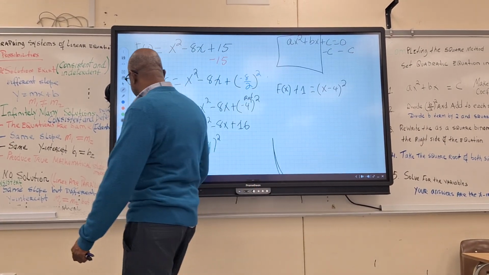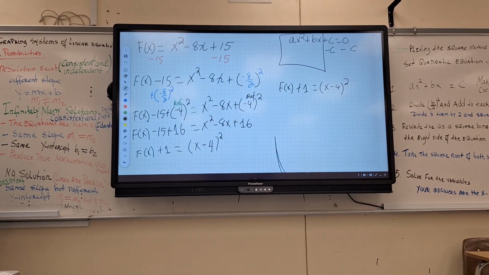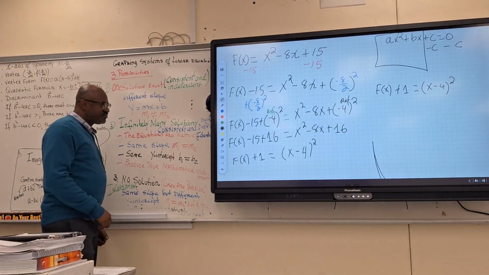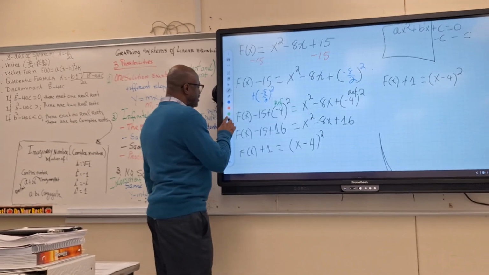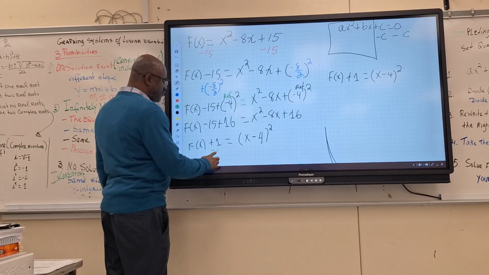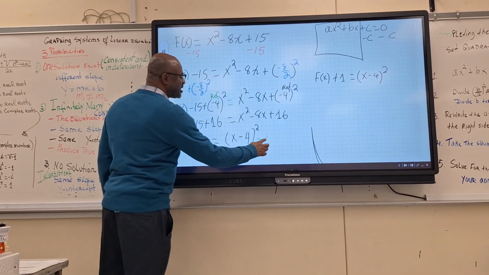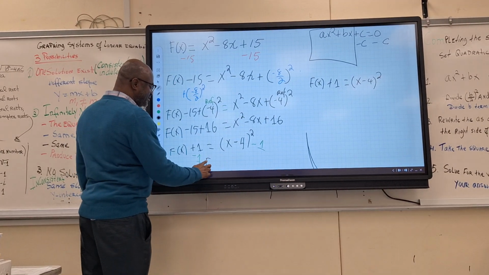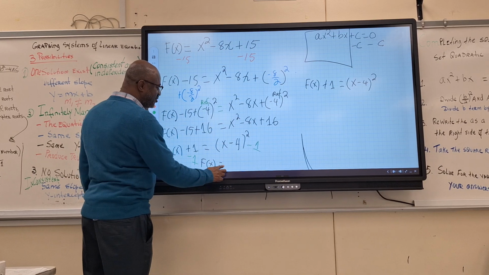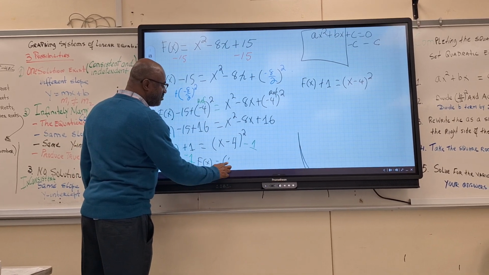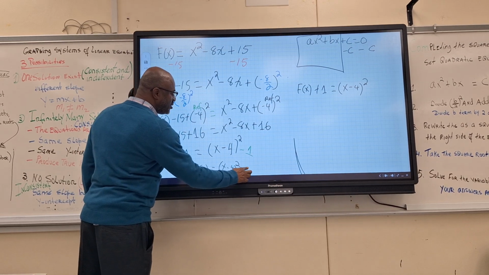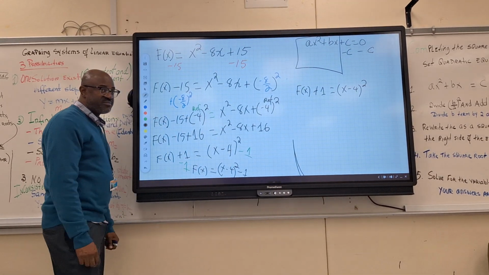This we have to solve for f of x. We want f of x to be by itself. What will you do? Subtract what? Subtract 1. Then your equation will be in vertex form. Then you will end up with f of x equal x minus 4 squared minus 1. This is vertex form. Right?